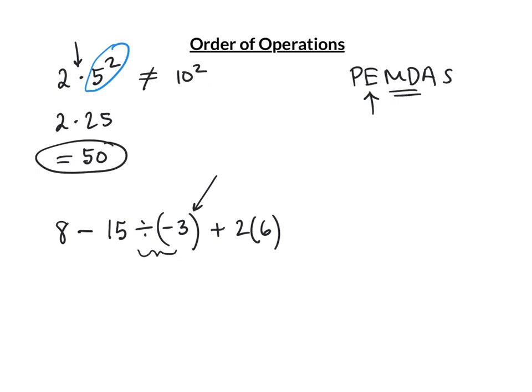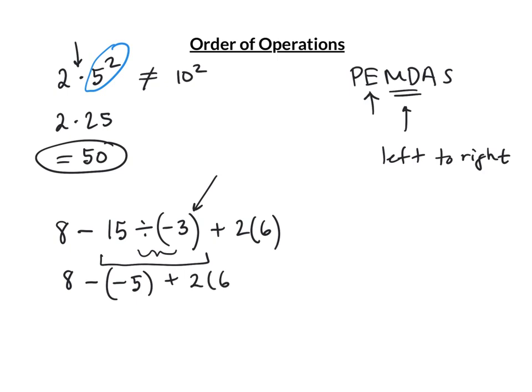So I'm going to multiply and divide. And what order do I do those in? Left to right. So this is 8 minus, and since left to right, this is first, I'll go 15 divided by negative 3, which is negative 5, plus 2 times 6. Notice as I read this, the parentheses there again mean multiply. They're not grouping anything. Notice the double negative. The double negative, when you subtract a negative, is a positive.